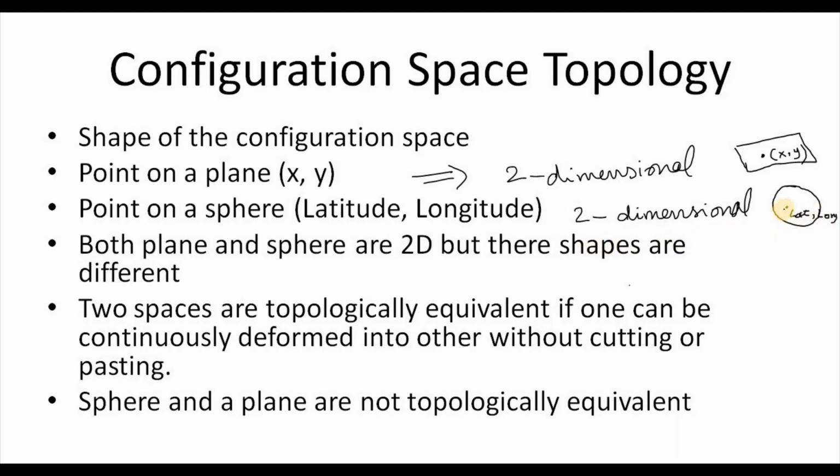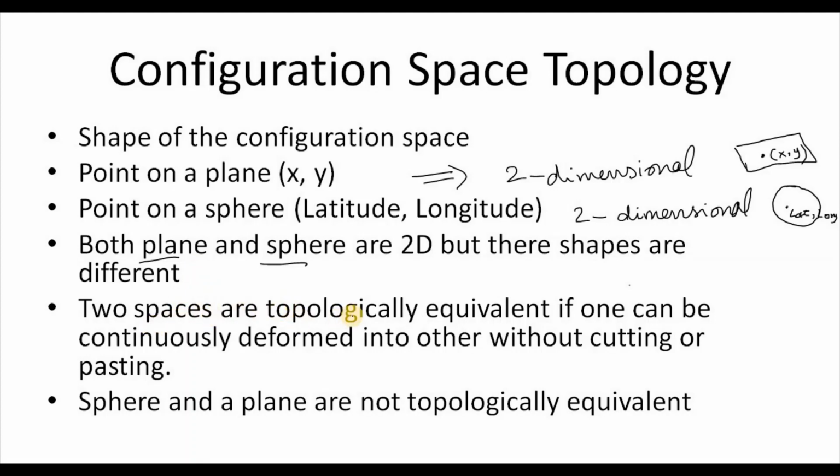So they both have two-dimensional configuration spaces, but they look different. Both plane and sphere are 2D, but their shapes are different. You see that this has some kind of rectangular shape, the configuration space, but this one, the sphere, is also two-dimensional, but the shape of the configuration space or its topology is different.